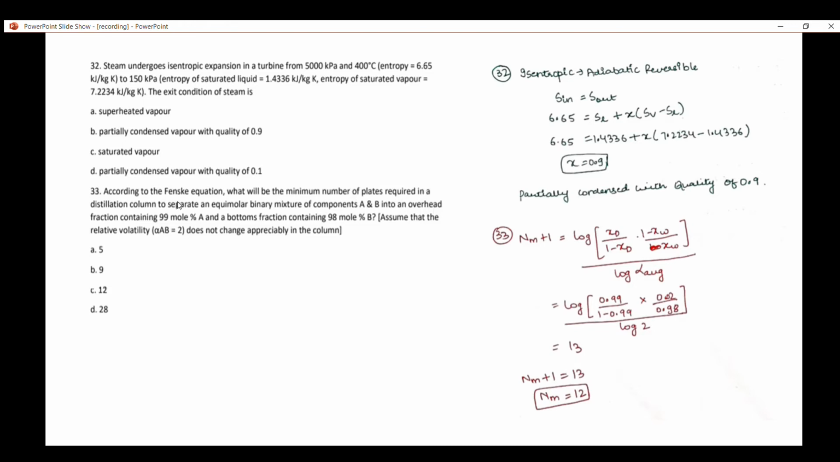Okay, so we know the distillate composition, we know the bottom composition, and we know the relative volatility also. So this is the Fenske equation, where Nm is the minimum number of plates, Xd is distillate mole fraction, Xw is bottom mole fraction, and alpha is relative volatility. Substitute all the values and you will get Nm as 12, which is the minimum number of plates.